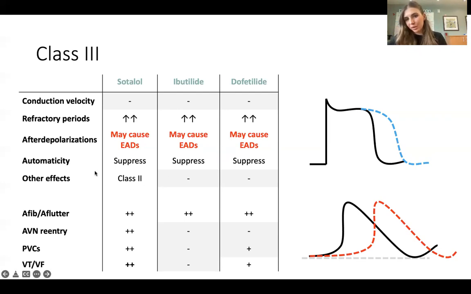Sotalol does have class 2 effects, so it has beta blocking effects as well. That allows it to be available for atrial and ventricular arrhythmias versus ibutilide, which is specifically for an AFib, flutter situation. I caution the use of this agent because of decreased efficacy. Maybe 50% of the time you can cardiovert someone, but the risk of QT prolongation is quite significant. And then dofetilide, specifically used for AFib and flutter, there are some situations and some data to support it in the ventricular arrhythmia mechanism.